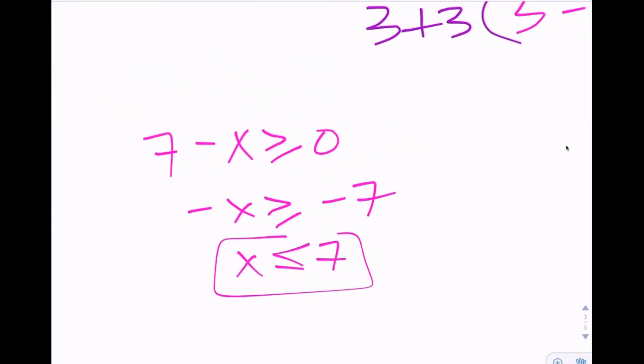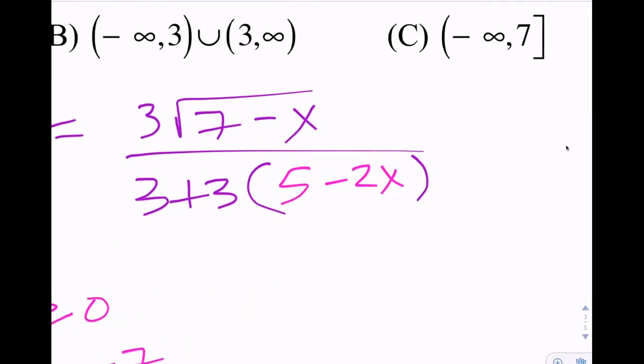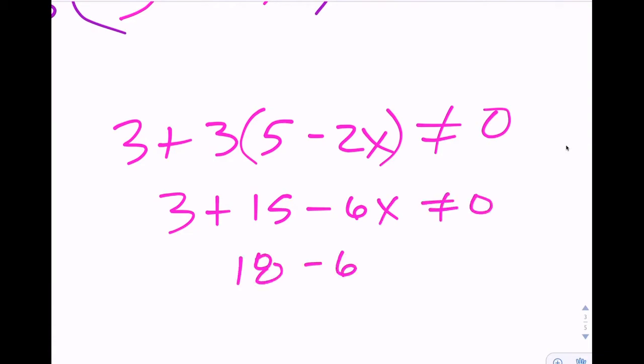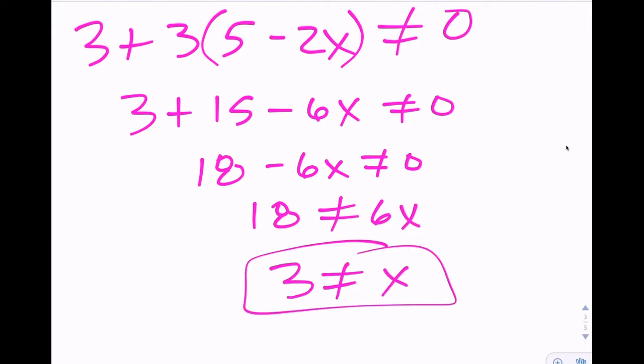And very quickly I check. Pick a number like 6. Does 6 work? 7 minus 6 is positive. It works. So that's the demand of the numerator, the radical. Now the denominator, I know 3 plus 3 parentheses 5 minus 2x can't be what? 0. Now that's linear. So to solve that, you can expand it out. 3 plus 15 minus 6x can't equal 0. So you get 18 minus 6x can't be 0. You get 18 can't be 6x. And you get by dividing by 6, 3 can't be x, which means x can't be 3.